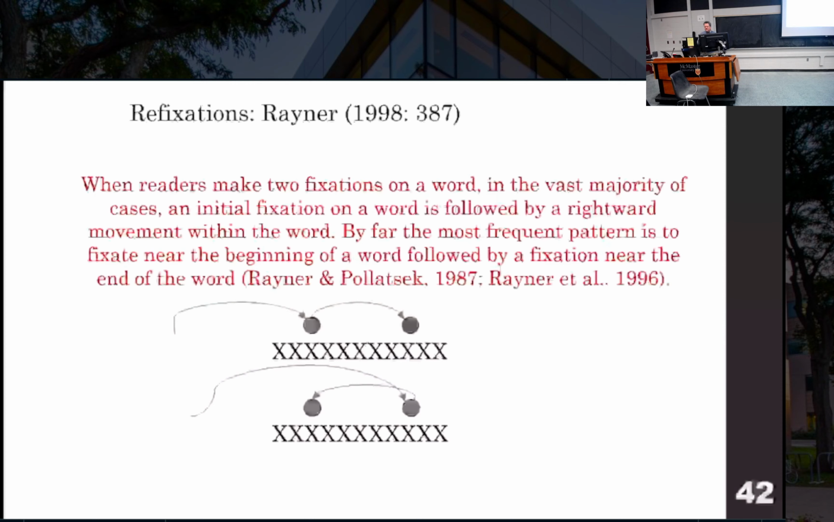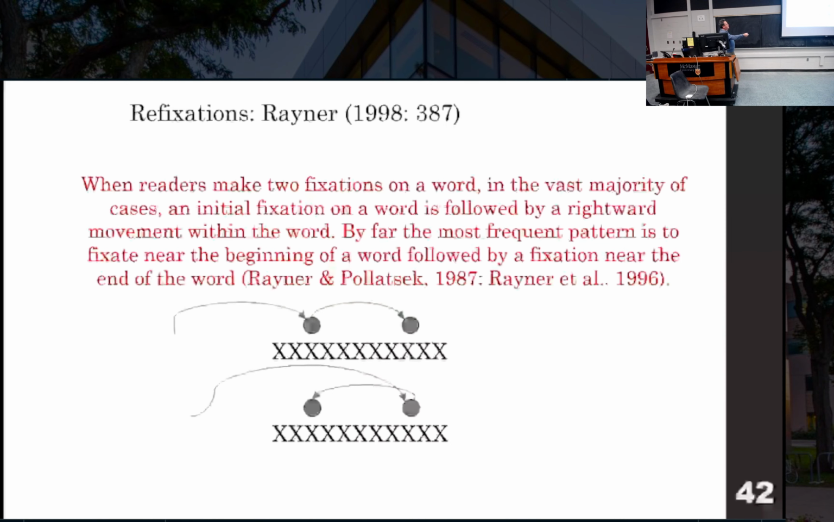So Rayner's observation is this. When readers make two fixations on a word, in the vast majority of cases, an initial fixation on the word is followed by a rightward movement within the word. And we're talking English, right? So left to right systems. By far the most frequent pattern is to fixate near the beginning of the word, followed by a fixation near the end of the word. So this is what we're mimicking here. That's by far the most frequent pattern.